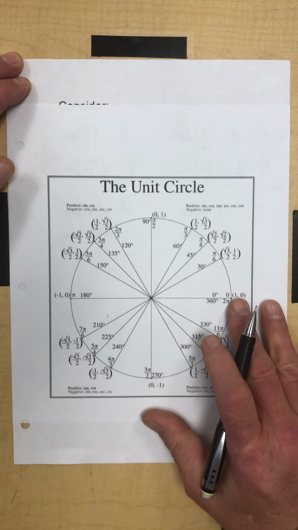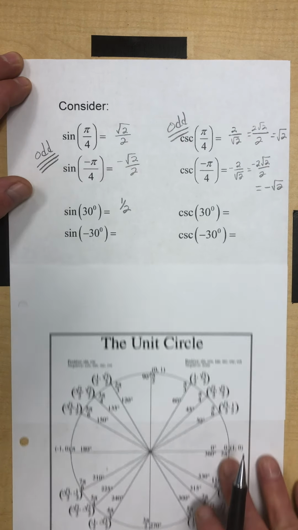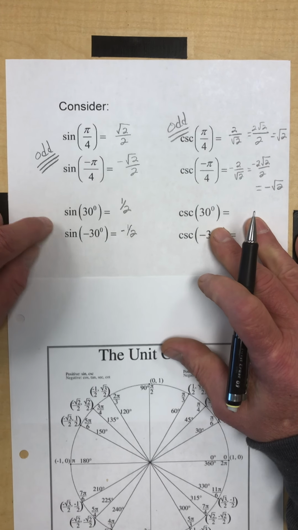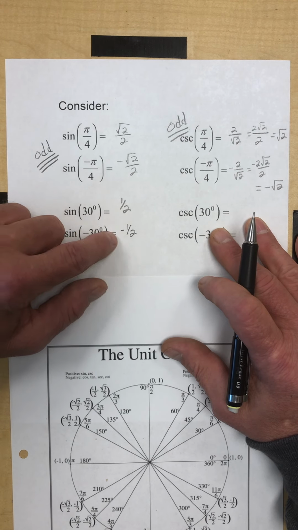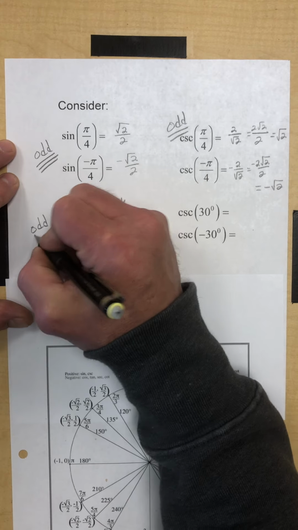And then if we look at the sine of negative 30 degrees, that would take me down here to 330 degrees, going 30 clockwise. Notice the sine is negative 1/2. So again, if I take the sine of two opposites, the y values are opposites of each other. So again, that means I have to have an odd function.